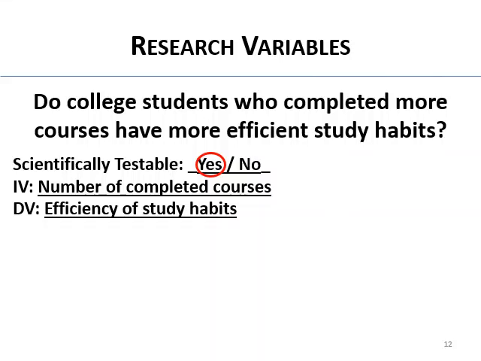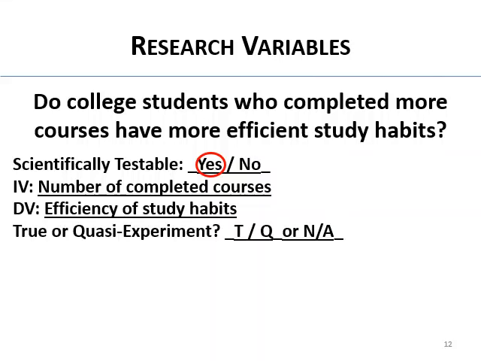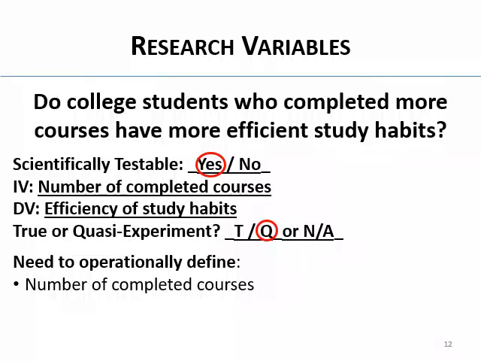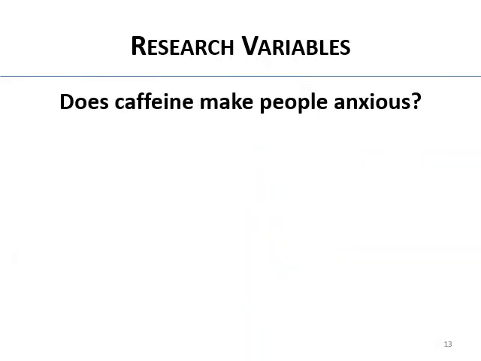So true or quasi-experiment? Well, it's quasi, right? Why? Because we are just measuring how many courses college students completed and seeing if their study habits vary as a function of it. So we would need to operationally define the number of completed courses, like, what is more versus less courses completed. And we've got to come up with some way to measure efficiency of study habits, but this is totally scientifically testable.